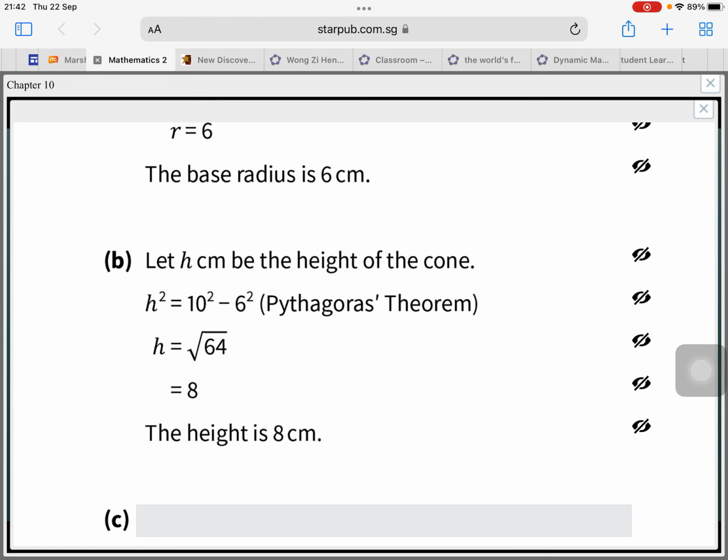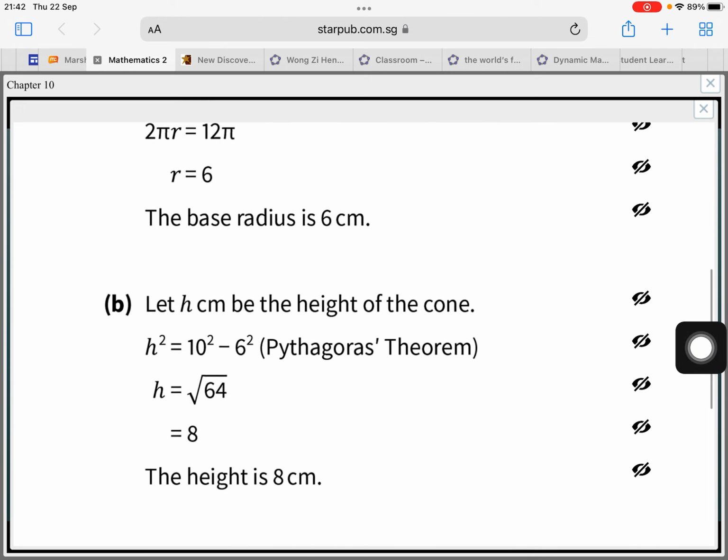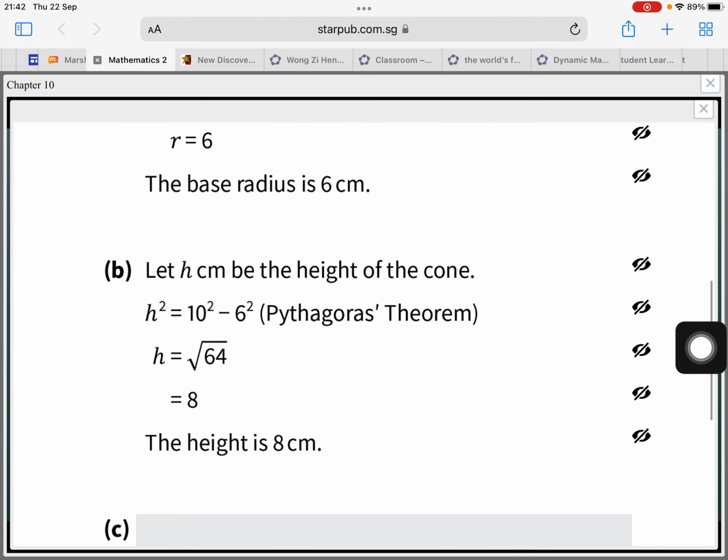Part C, the curved surface area. Basically, this surface area you should know is pi RL. You know that R is 6. You know that L is 10. That's all you need to know. Pi RL, pi times 6 times 10. 60 pi is about 188 cm squared.